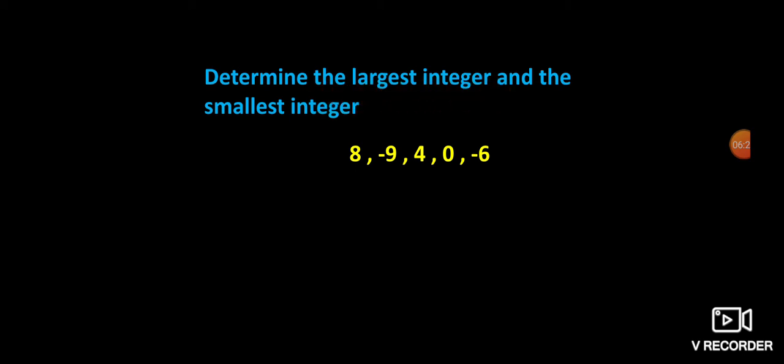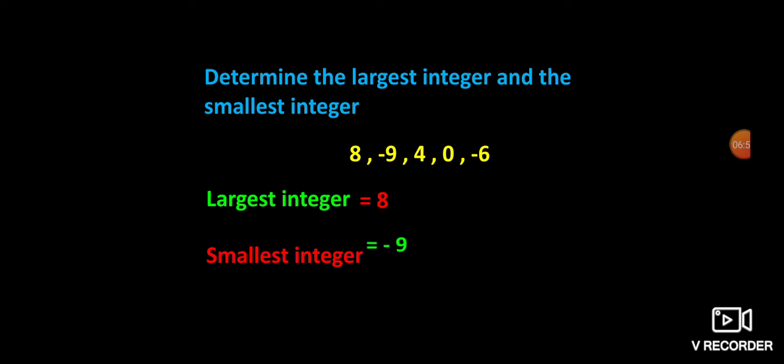Largest integers are always positive numbers. So, here positive numbers are 8 and 4. Out of these two, which is largest? Yes, largest integer is 8. That we know. And which is smallest? Smallest are always negatives. Minus 9 and minus 6. Which is smaller? Yes, minus 9 is the smaller one.